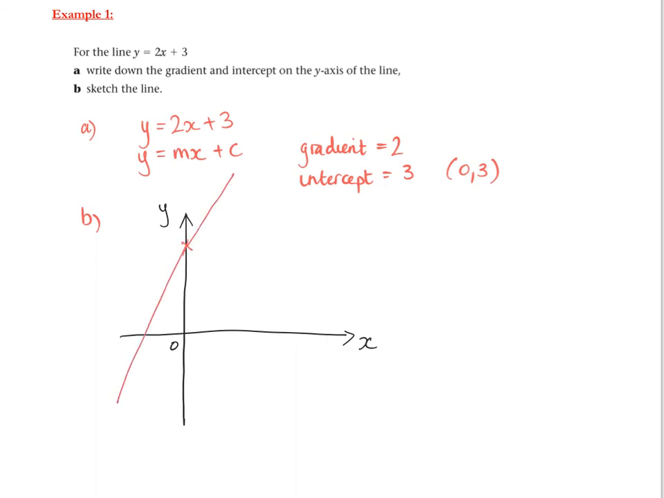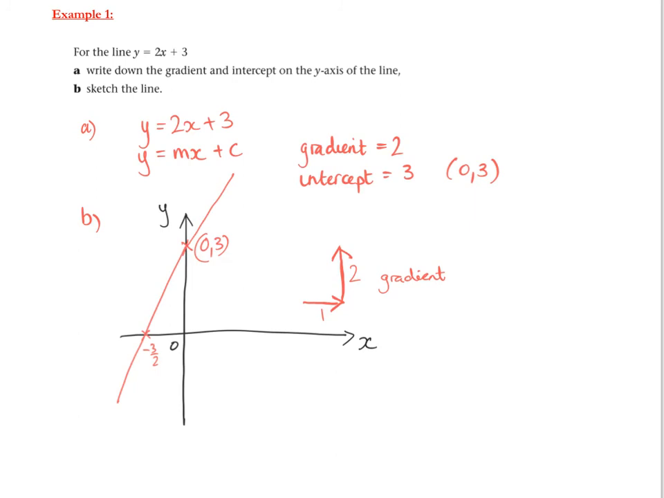So that point there is 0, 3. And that point there is minus 3 over 2. And for every 1 you go along, you go 2 up. So that's your gradient. And that's important to think about the gradient in this way. So for every unit that we go to the right, how many units do we go up or down, depending on what the correlation is.